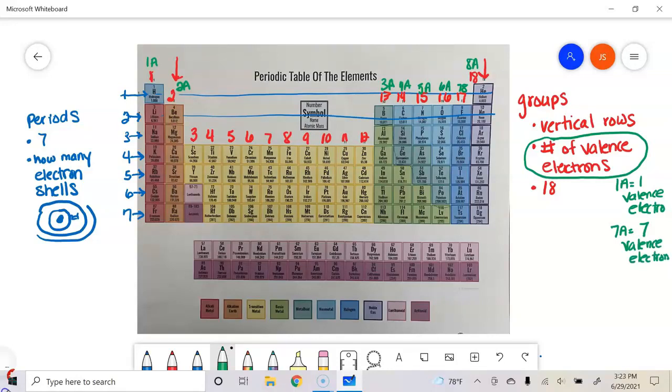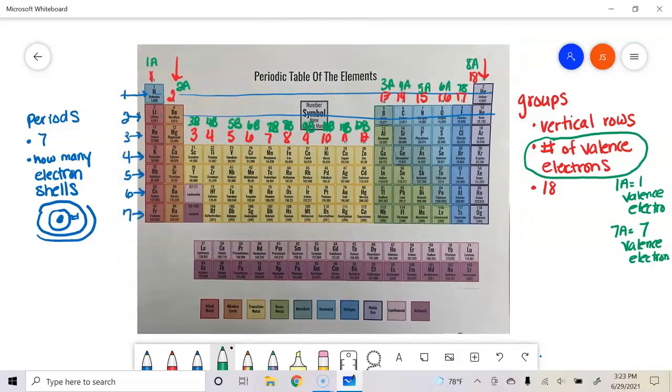And for these we would do the same again, but they would be B. So this would be 3B, 4B, 5B, 6B, 7B. And you will have to write these ones in because they are not written on your periodic table. 11B and 12B.